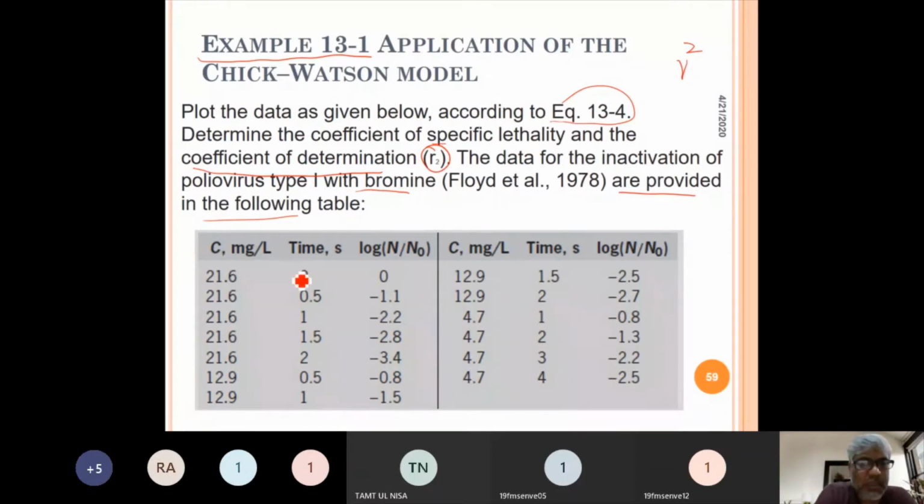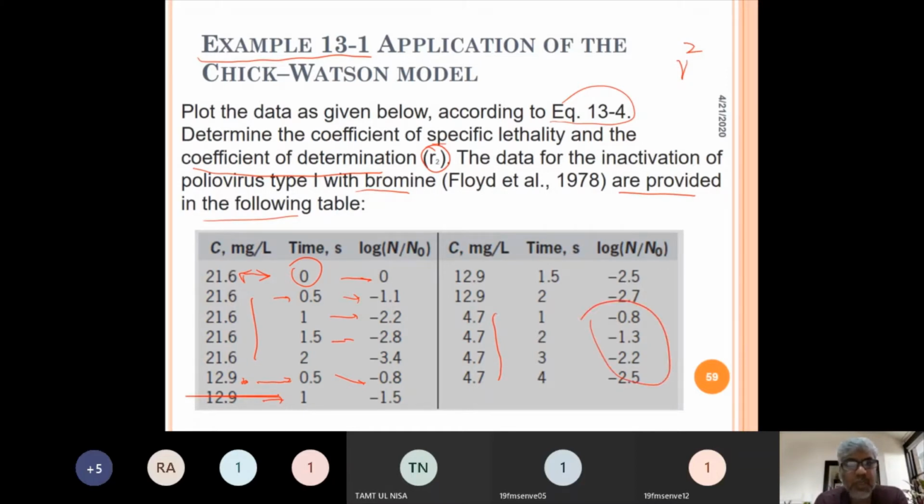So at time 0, the concentration of disinfectant applied is 21.6 milligram per liter, and log N over N naught value was 0, which means there was no disinfection. But as time goes by, the disinfection occurs with the same concentration. And if the concentration is changed, for example 12.9, then the value of N over N naught is different.